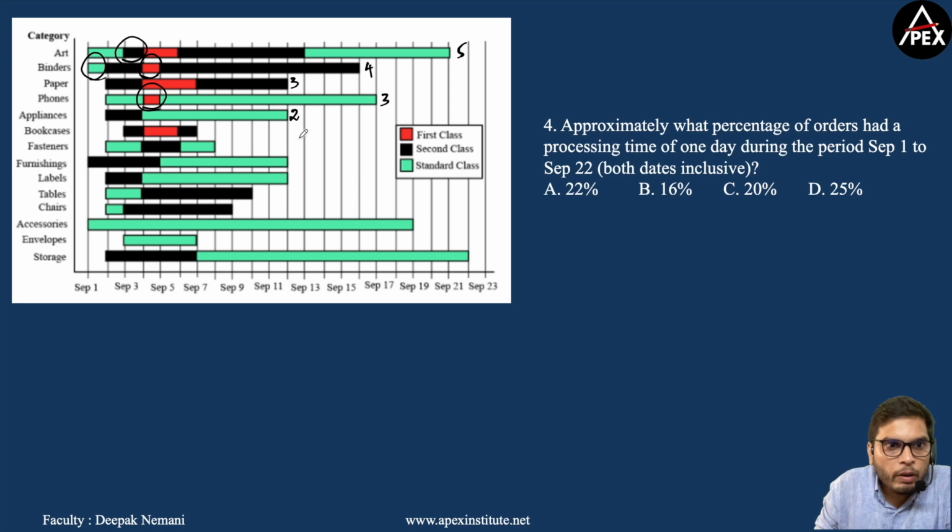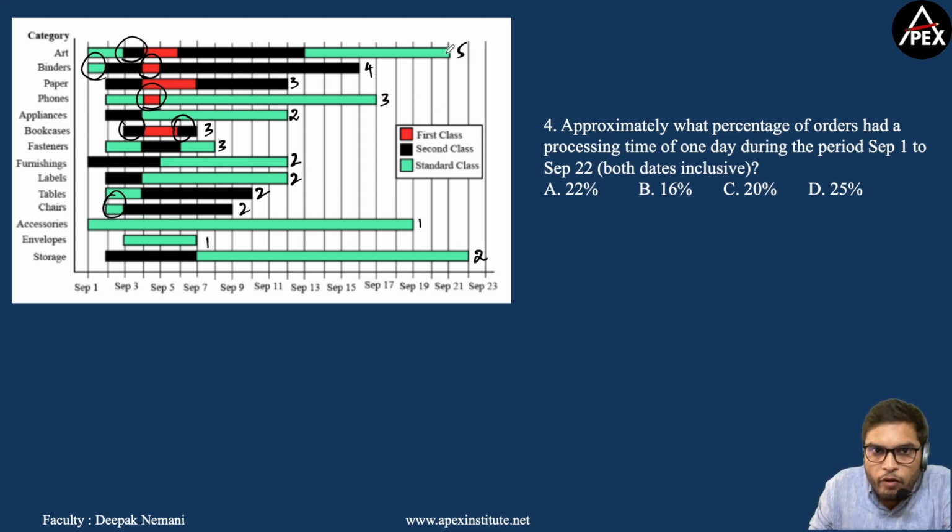Now 2 orders from appliances, 3 orders from bookcases, and we have 2 orders which had a processing time of 1 day, 3 from fasteners, 2 from furnishings, 2 from labels, 2 from tables, 2 from chairs, out of which 1 had processing time of 1 day, 1 from accessories, 1 from envelopes, and 2 from storage.